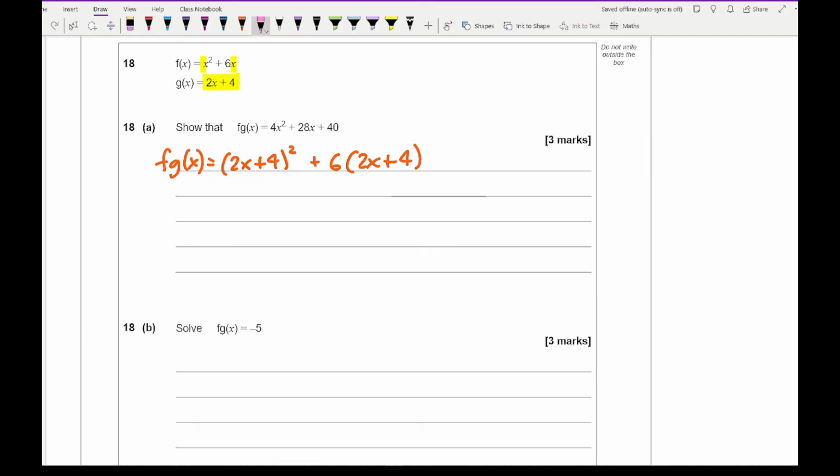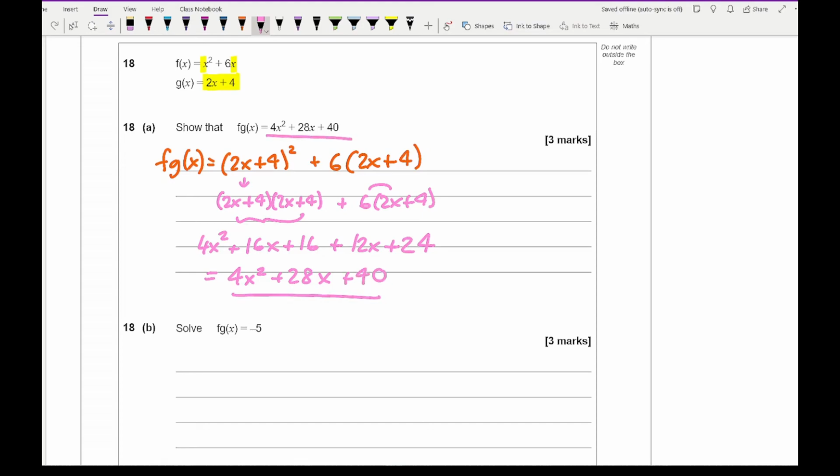Now from this, what I then need to do is expand the brackets. This is going to be a double bracket, so that's 2x plus 4, 2x plus 4 plus 6 lots of 2x plus 4. Expanding this out, what do I get? Well, I'm going to get 4x squared plus, and again I'm going to just jump a stage, but that basically is going to equal 16x plus 16 plus 12x plus 24. If I simplify all of this by collecting the like terms, I get 4x squared, 16x plus 12x is 28x, and 16 plus 24 gives me 40, and that's what they wanted me to show.